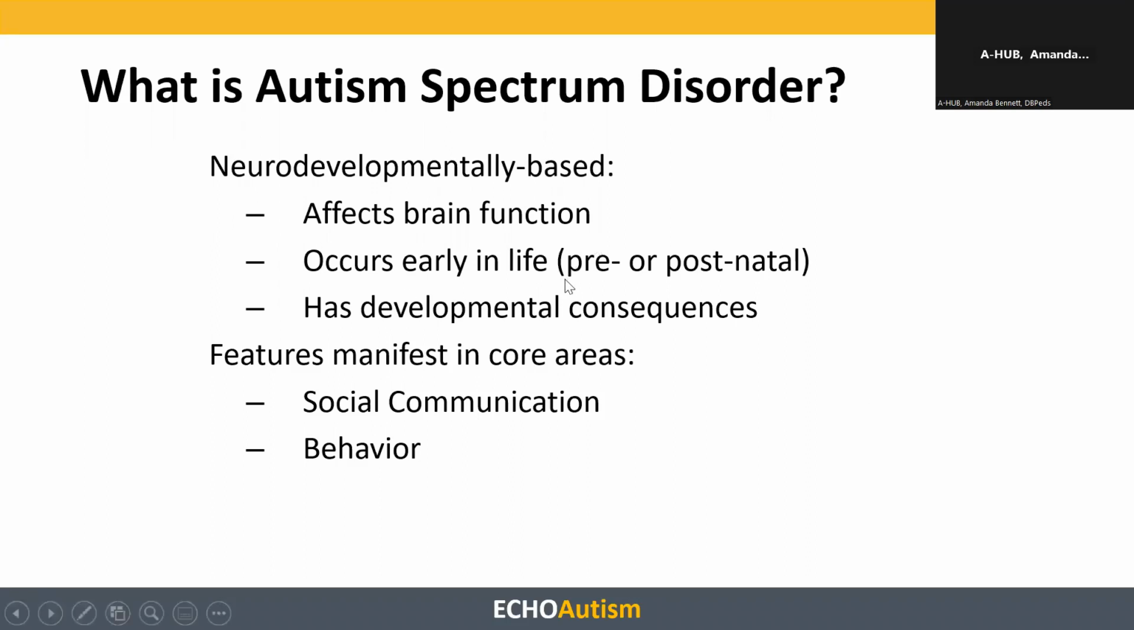The two main features of autism, the characteristics that we see that make this diagnosis, fall into two categories. One is that there are symptoms related to a person's social communication, and the other is that there are behaviors that are a little bit different. Next slide.